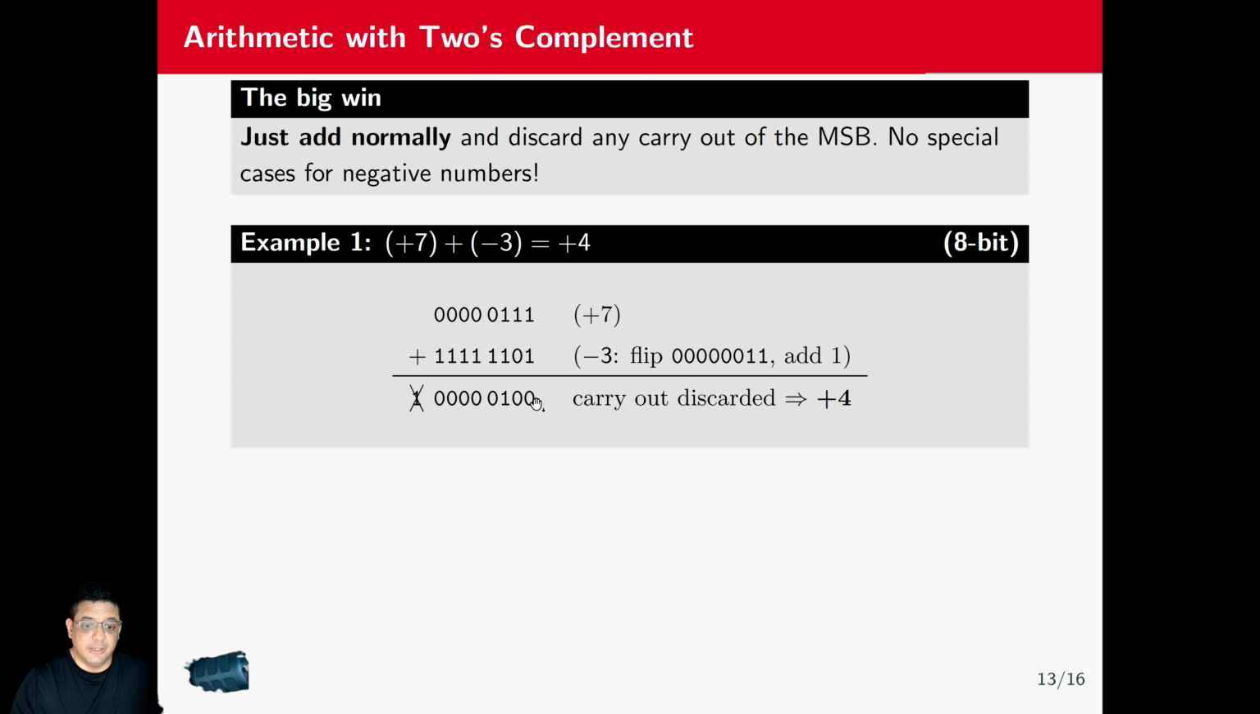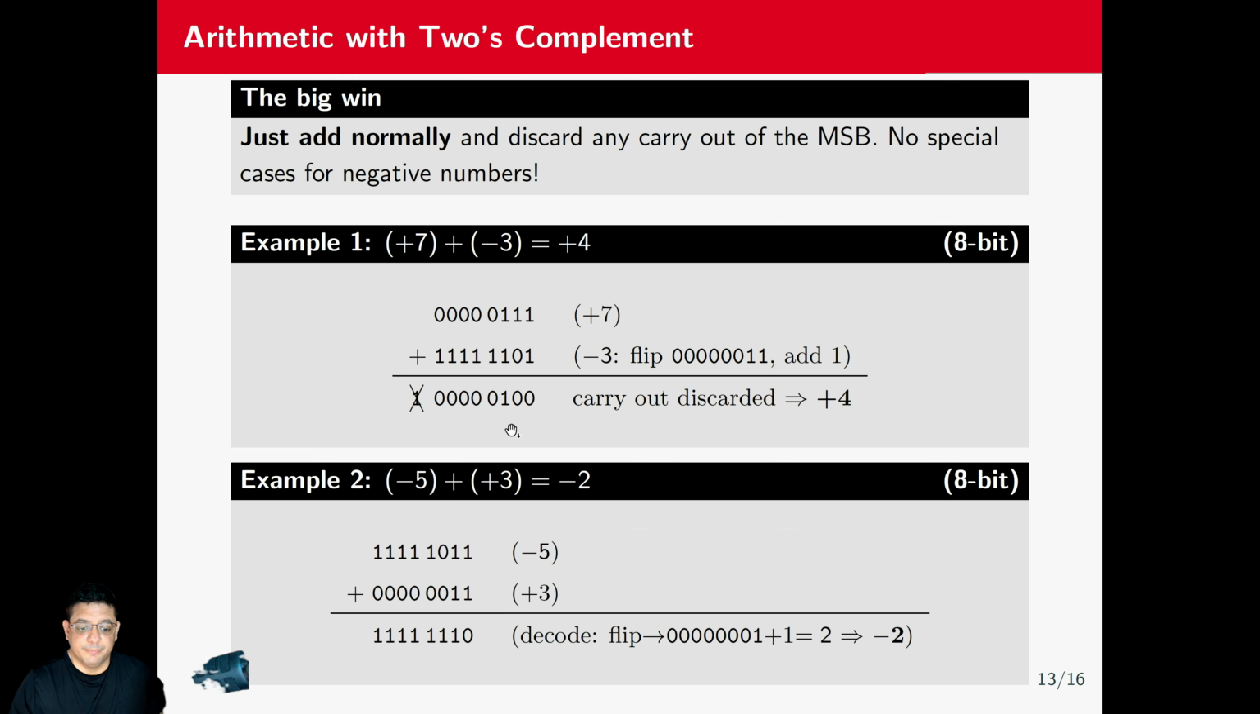So 1 with 1 is 0, I carry 1. 1 plus 1 is 0, I carry 1. 1 plus 1 is 0, plus 1 is 1, I carry 1. 1 plus 1 is 0, carry 1. 1 plus 1 is 0, carry 1. 1 plus 1 is 0, carry 1. 1 plus 1 is 0, carry 1. 1 plus 1 is 0, but I discard the last carry because we're not going to use anything for the most significant bit. So we carry out here, and we notice that we get the representation for 4, which is given by this positioning.